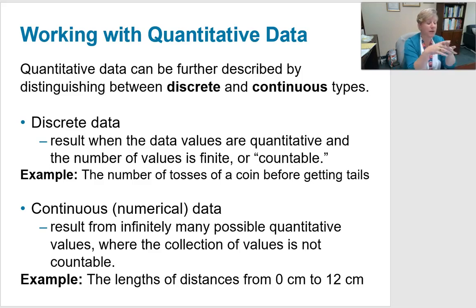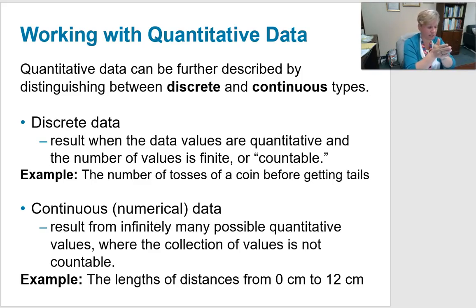When you're working with quantitative data, you want to make sure that you know what kind of data you have. You could have discrete data or you could have continuous. Discrete is when you can actually count it. There is a finite number. Like if you're talking about tossing a coin, there's going to be a number of times that you're going to toss the coin, right? You can't toss the coin 2.5 times. You can only toss it 2 times. You can toss it 3 times. So that's what we would call discrete. We can actually count it.